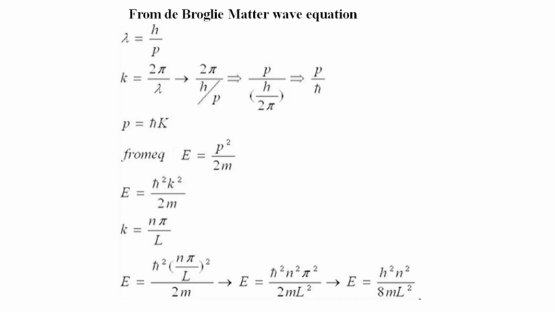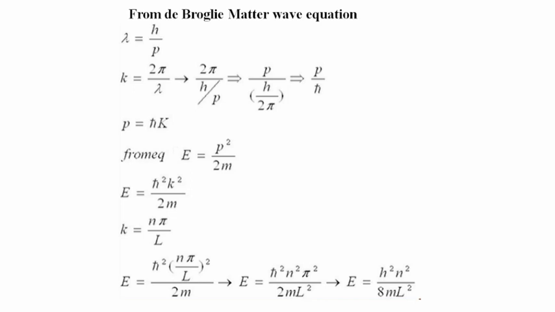Now from the de Broglie matter wave equation, we can also find out the energy of the free electron. So how is that? All of you know that the de Broglie wavelength lambda is equal to h by p. h is the Planck constant, and the wave vector k is equal to 2 pi by lambda, where lambda is the wavelength. So we can find that the momentum p is equal to h cut k, and all of you know that the energy is equal to p square by 2m.